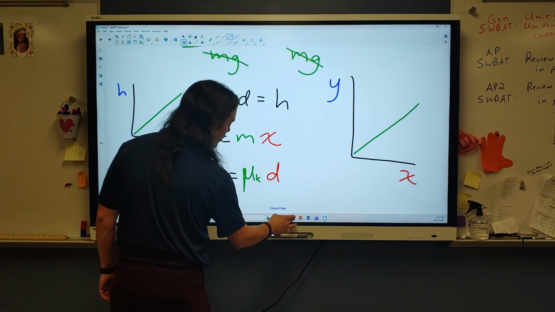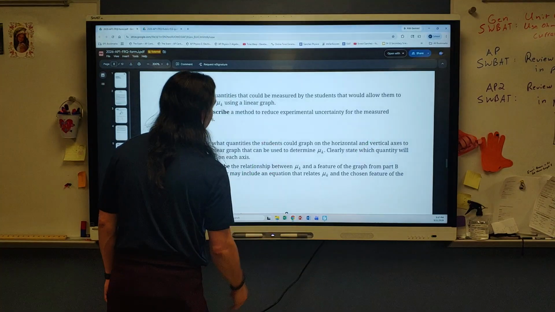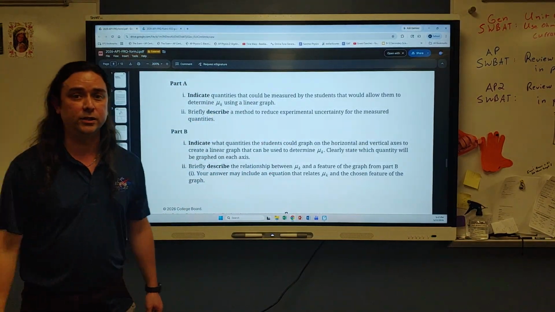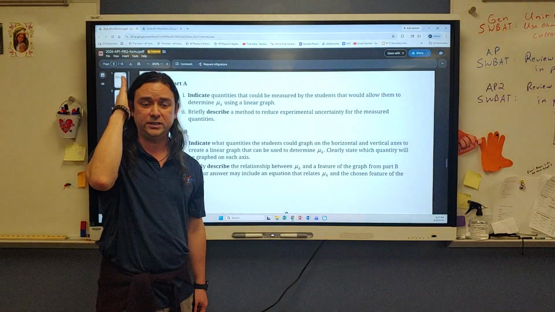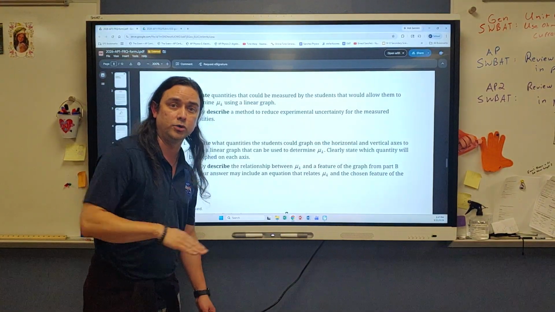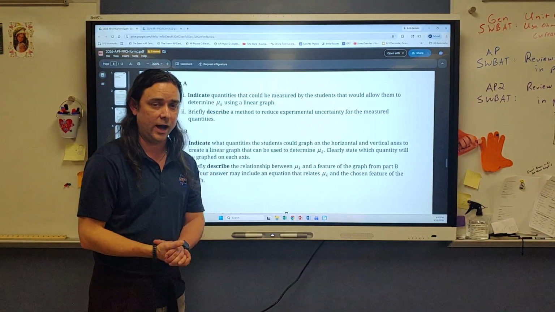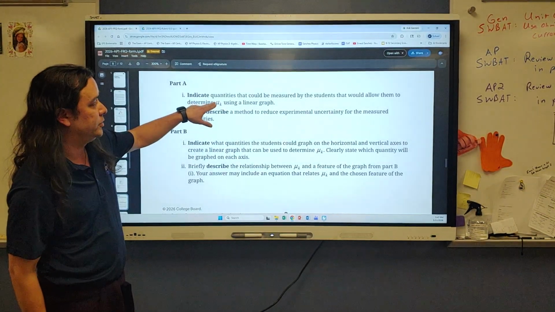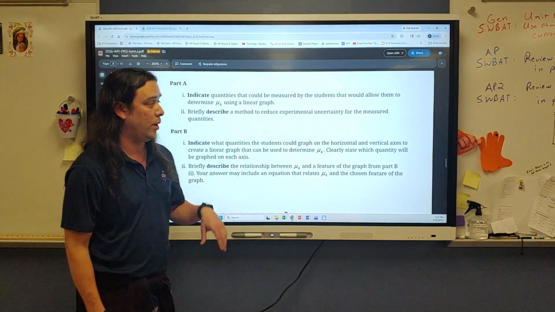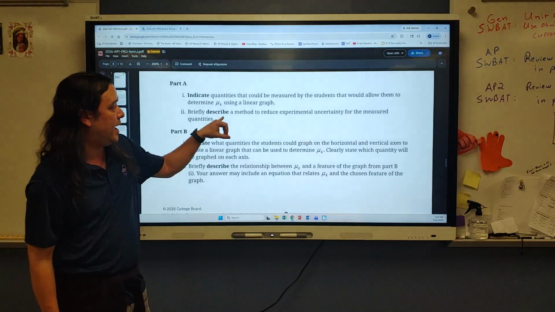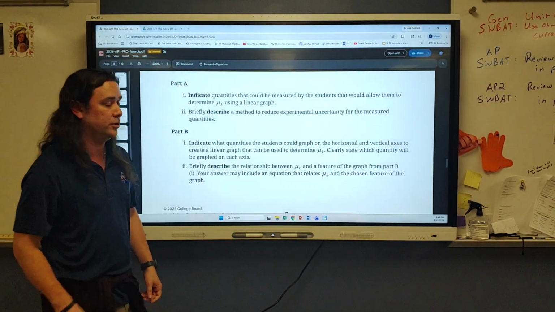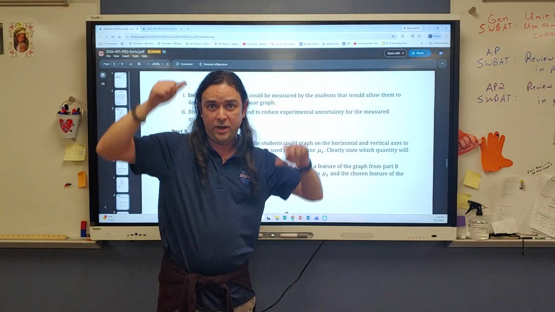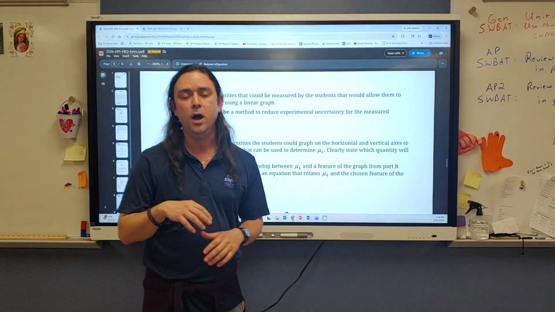Here's me planning it out. Now that I've done that, I can go through and actually write this up as an experiment. The two things that I need to record are the vertical release height and the horizontal slide distance as we've laid out there. So indicate quantities that could be measured by the students that would allow them to determine that. If you're writing, so briefly describe a method to reduce experimental uncertainty. In this case, we've got that set up. I would say, in fact, you can read the actual sample one that I have on there.